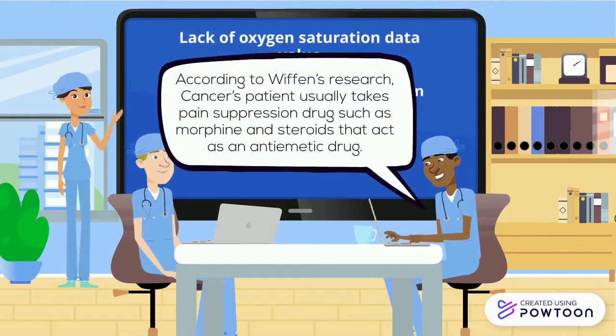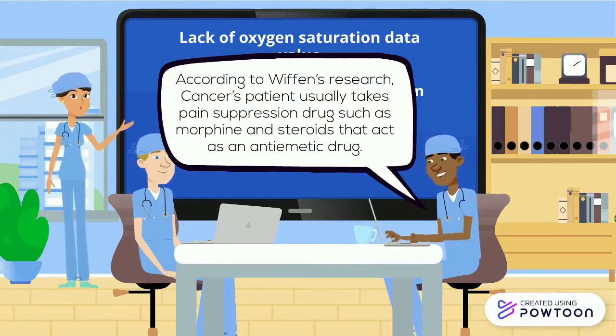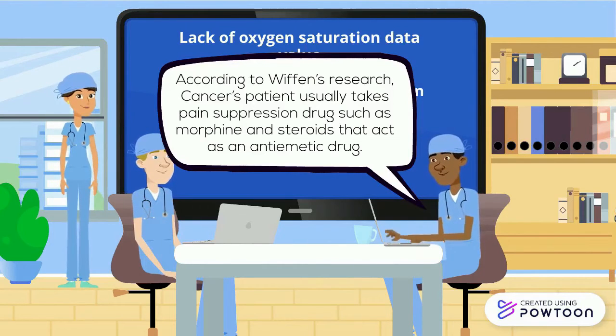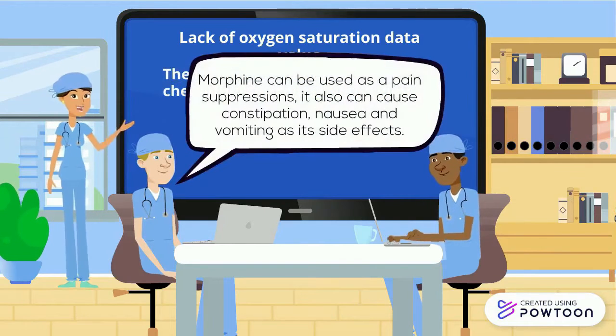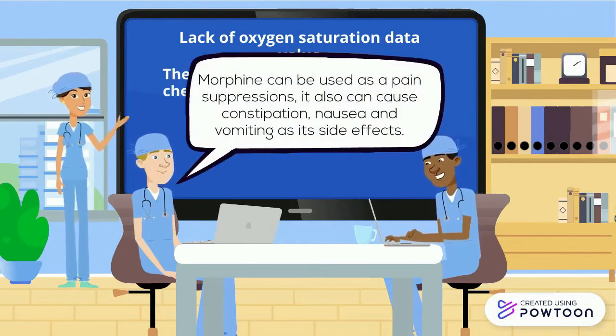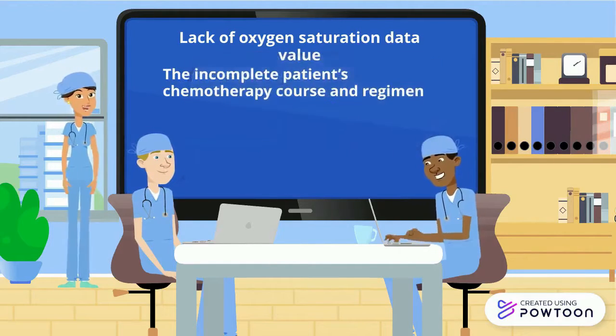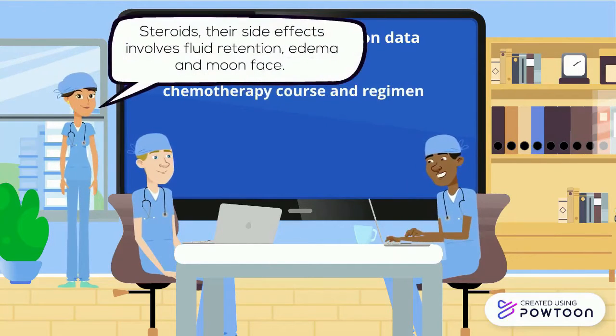Well, this is because according to Wiffen's research, cancer patients usually take pain suppressants such as morphine and steroids that act as an antiemetic drug. Despite that morphine can be used as a pain suppressant, it can also cause constipation, nausea, and vomiting as its side effects. Whereas for steroids, their side effects usually involve fluid retention, edema, and moon face.